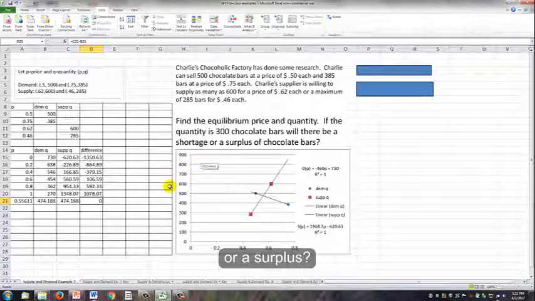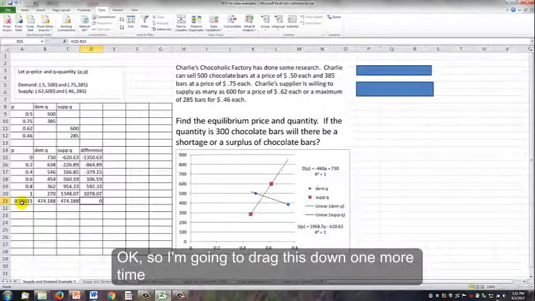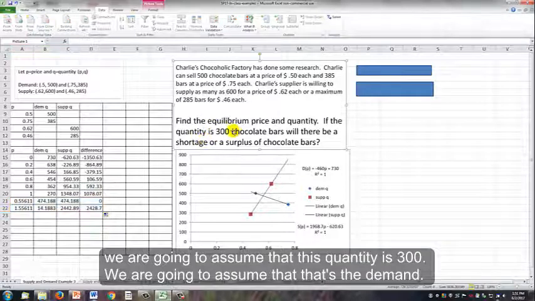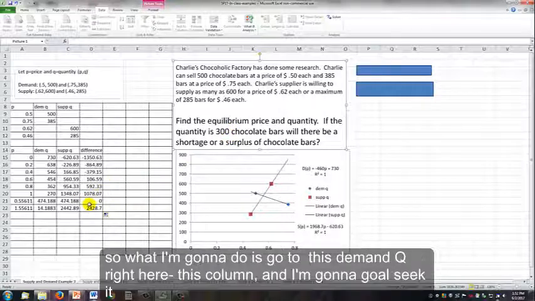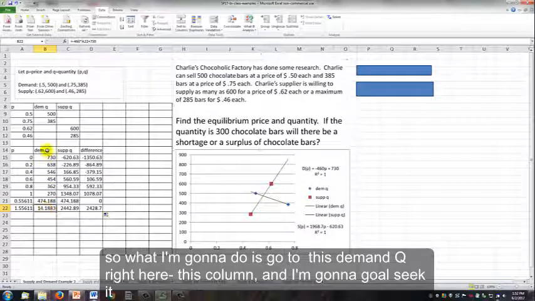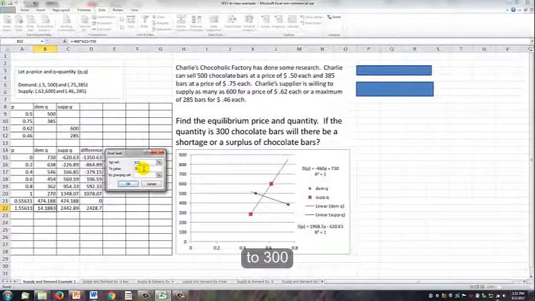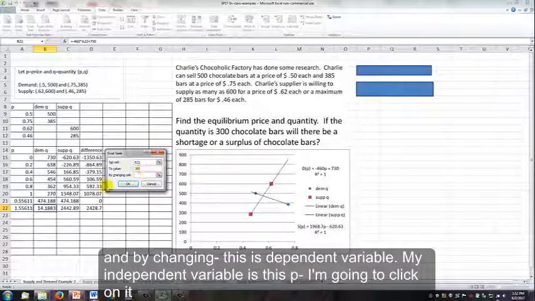Alright, then the next question is, if the quantity is 300 chocolate bars, will there be a shortage or a surplus? Okay, so I'm going to drag this down one more time, and we're going to assume that this quantity is 300. That we're going to assume that that's the demand. So what I'm going to do is I'm going to go to this demand Q column, and I'm going to goal seek it to 300.